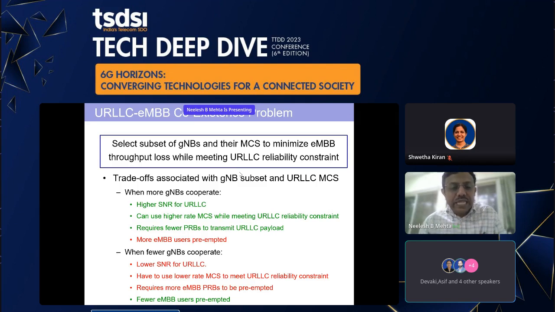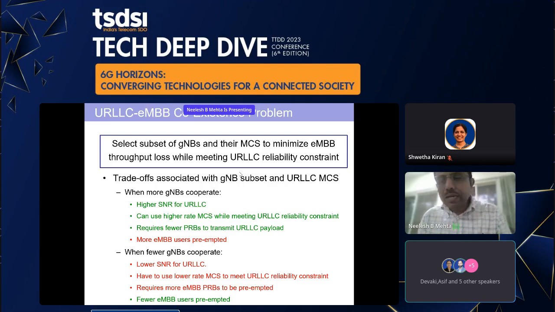Well, you have lesser SNR. So you have to basically back off on your modulation coding scheme. You have to become more conservative to meet the tight URLLC constraints. And you're going to guzzle more PRBs because your payload now will occupy more PRBs. But the advantage is, well, fewer eMBB users are preempted because there are fewer Gnode Bs that are cooperating. So essentially, this is the fundamental system design trade-off that you have to deal with.